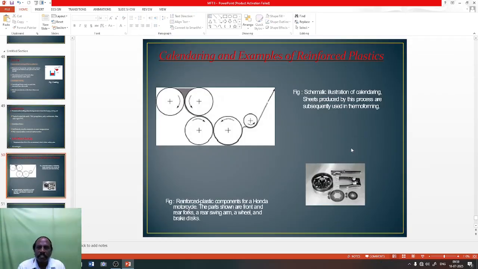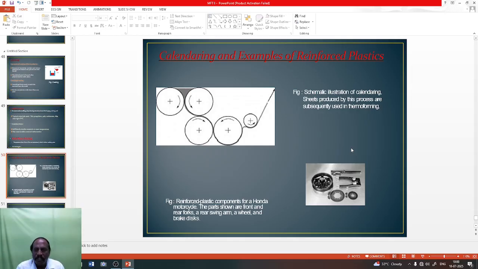Calibering, and examples of reinforced plastics. So the calibering of sheet metal products by this process is subsequently thermoforming. In thermoforming, more rollers are used, and the products are passed through these rollers, and you get the desired shape. Reinforced plastic components of a Honda motorcycle, such as the washer in front and rear forks, rear swing arms, wheel and brake discs, are made by this calibering process.